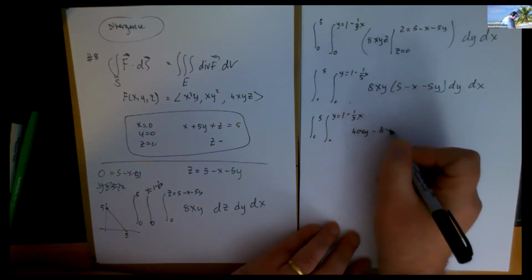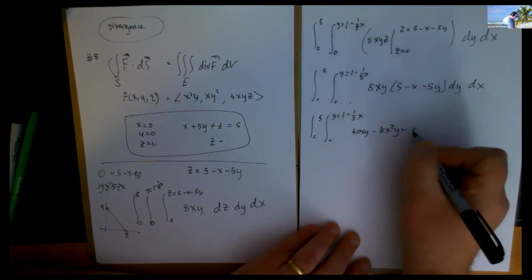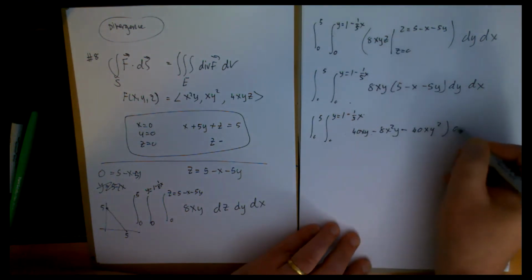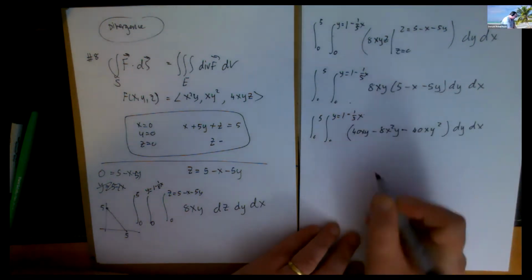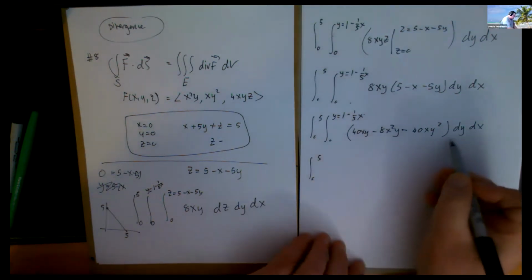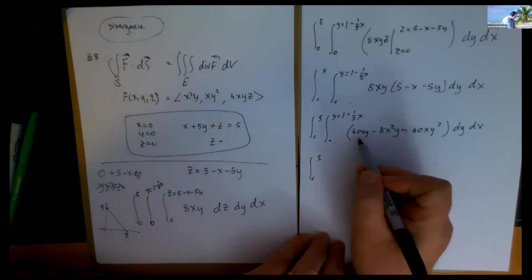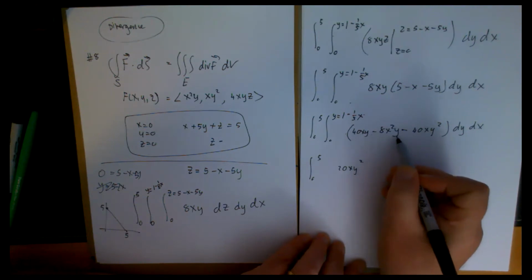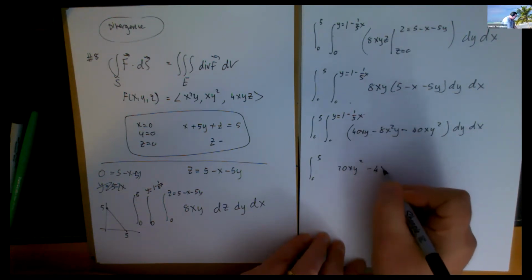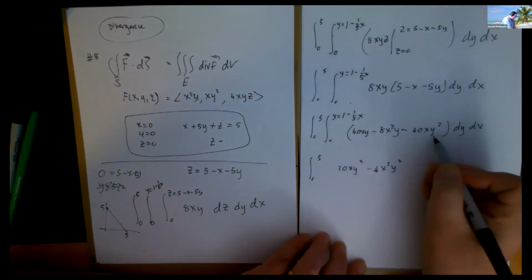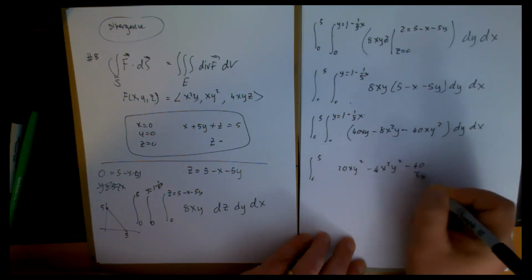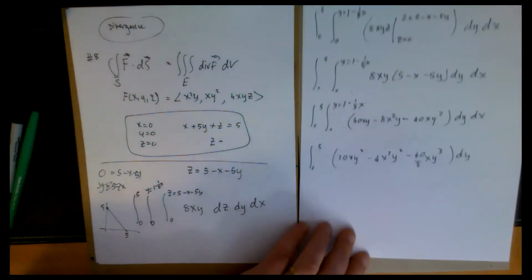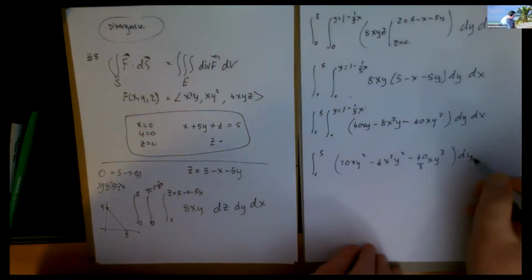40xy, take away 8x squared y, take away 40xy squared. How does that look? Yep, that's 40, dy dx. With respect to y, this guy becomes y squared, so you're going to get 20xy squared. With respect to y, this is going to be y squared, so you're going to get minus 4x squared y squared. And this guy, yikes, it's cubed. Yeah, that's where everything started falling apart, because now you have to cube the function. It was dx, by the way.